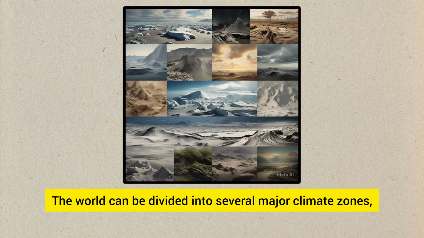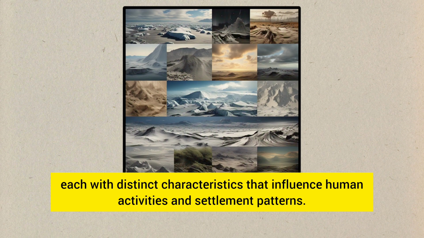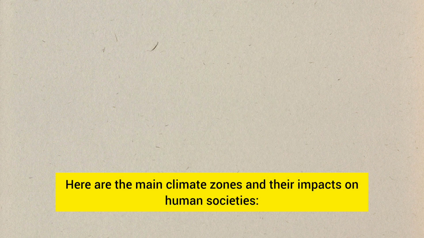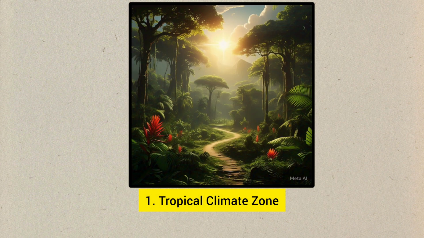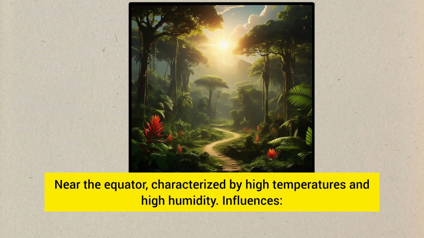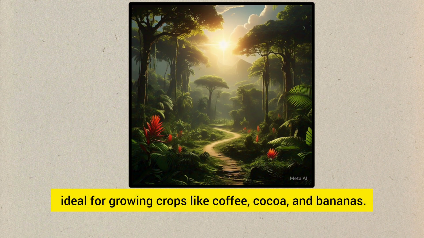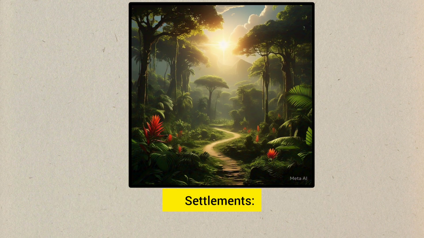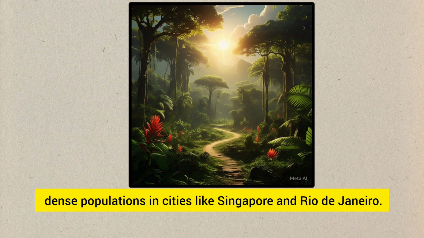The world can be divided into several major climate zones, each with distinct characteristics that influence human activities and settlement patterns. Here are the main climate zones and their impacts on human societies. 1. Tropical climate zone. Near the equator, characterized by high temperatures and high humidity, influences agriculture. Ideal for growing crops like coffee, cocoa, and bananas. Settlements. Dense populations in cities like Singapore and Rio de Janeiro.